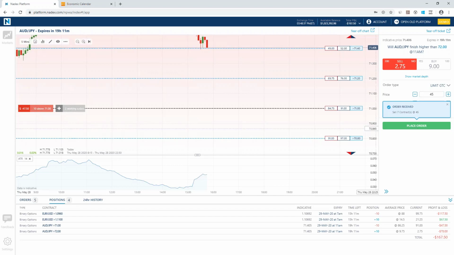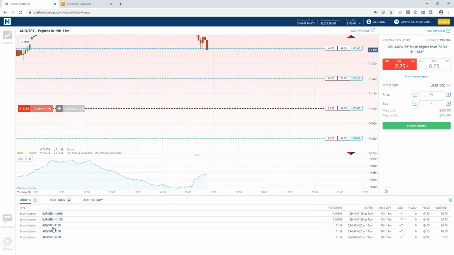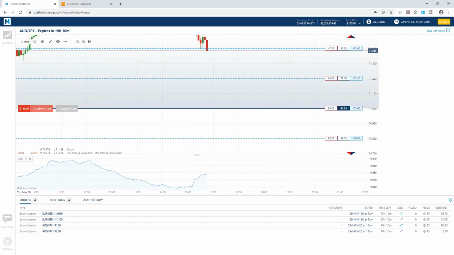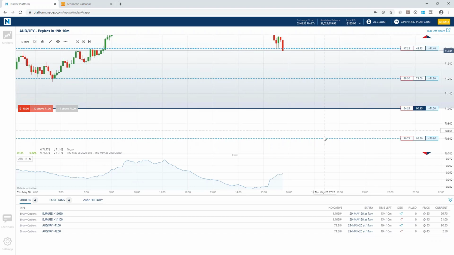Now, one thing I'm going to do here, right? I have 4 positions on, but I can automatically see over here, I have 5 working orders. So I have 2 of them on here on the Aussie yen. Always double check this. So what I'm going to do is click on this and just delete that order, right? Because I don't want to end up in an opposite position. I don't want to have more orders working on my limits than I do on my positions.